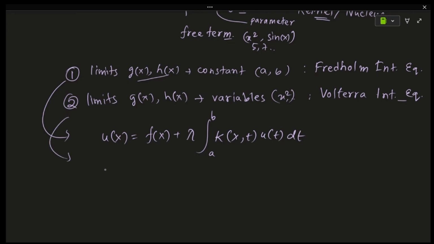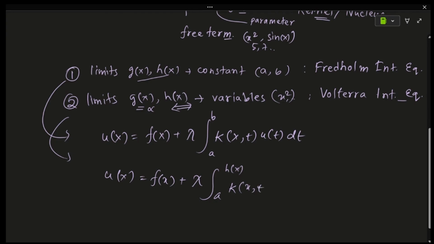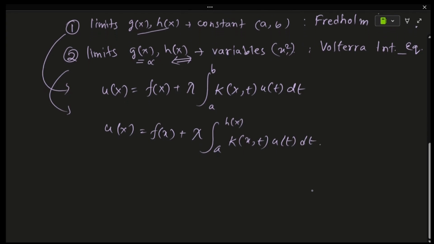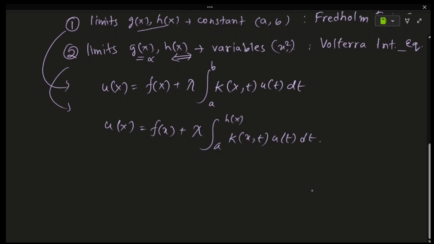And second case, it's just like this. In most practical usages, just the upper limit is the variable one and the lower one is basically a constant. It can be anything. So in most cases, even if it's variable, it's a Volterra equation. But in most cases, it's the upper limit which is variable. So it looks like this: h of x, k(x, t) u(t) dt. So we saw that there are fundamentally two types of integral equations depending on limits.